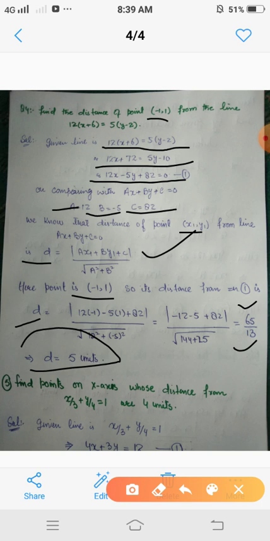Now question number 5 is: find the points on the x-axis whose distance from the line x/3 + y/4 = 1 is 4 units. So we have to find those points on the x-axis which are at a distance of 4 units from this line. The given line is in intercept form, so firstly convert it into general form. By cross multiplication we get 4x + 3y = 12, or 4x + 3y - 12 = 0.